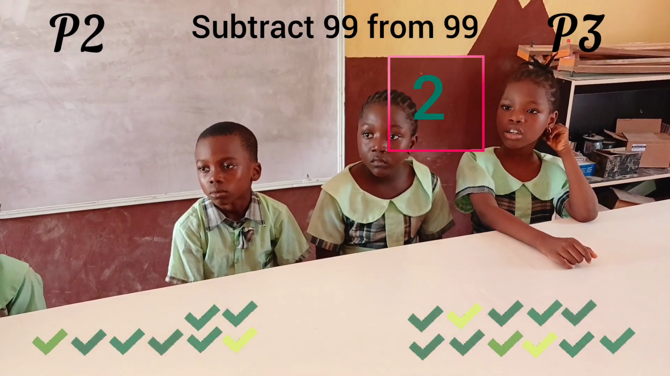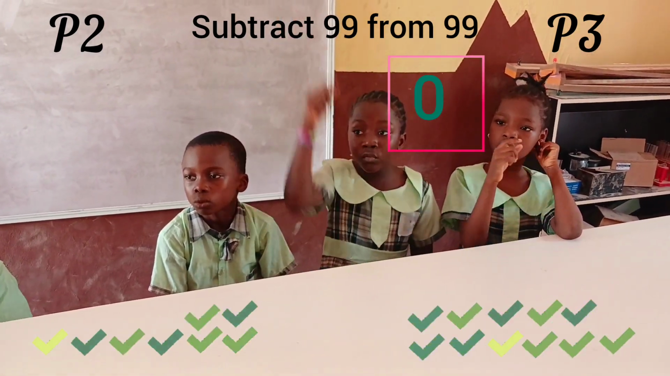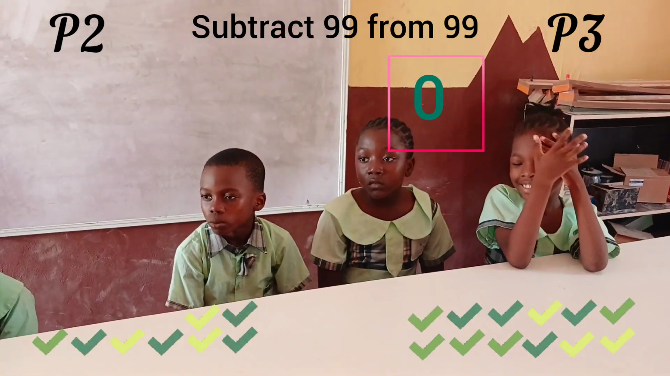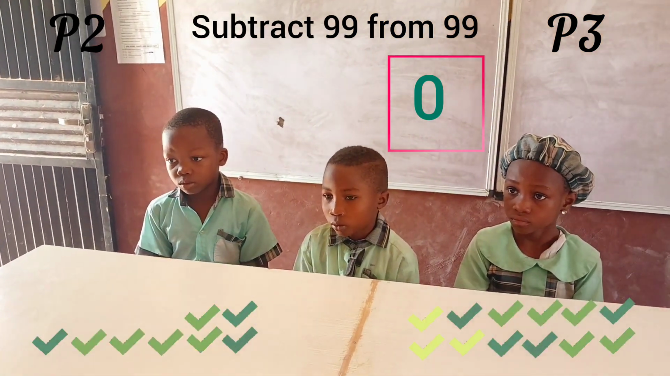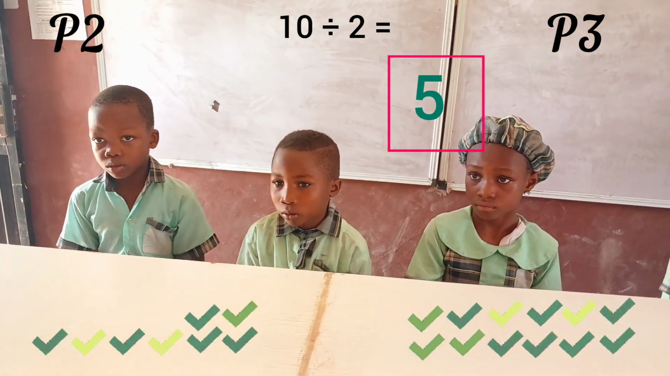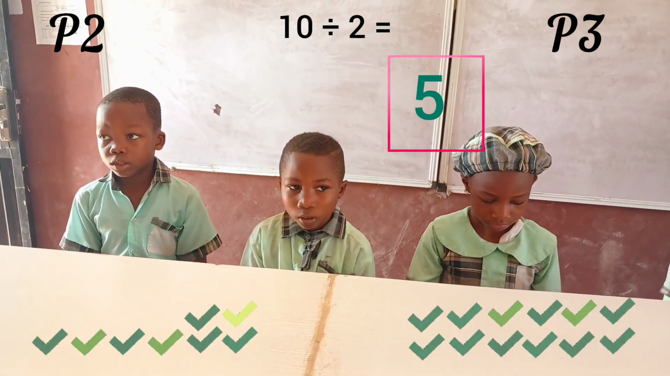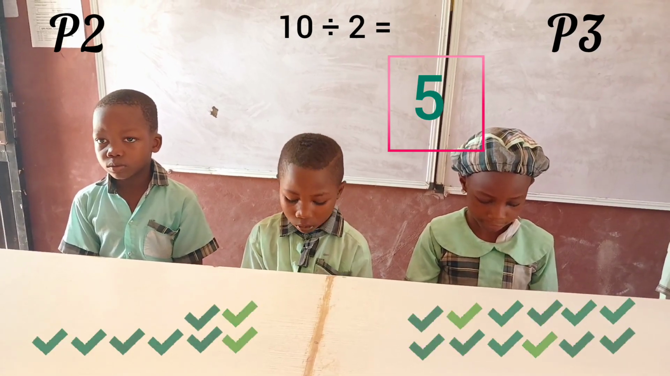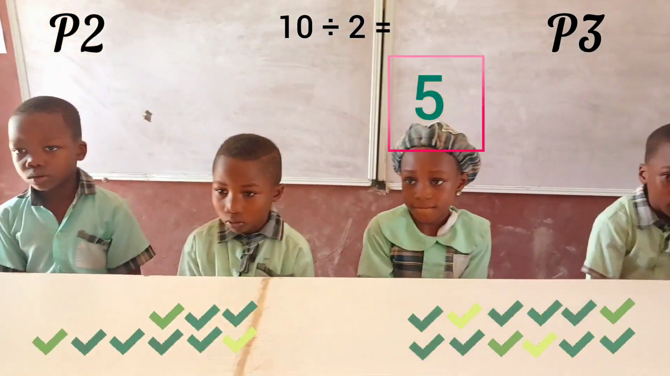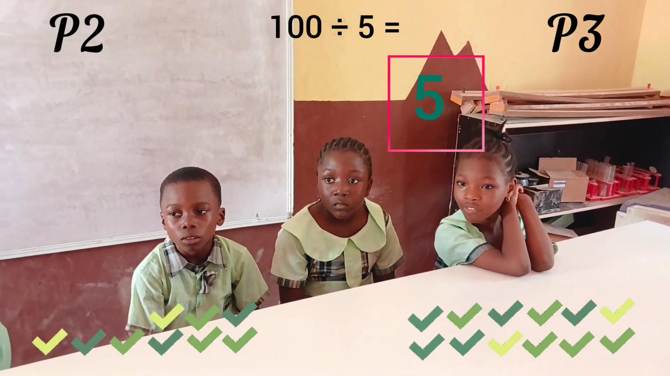Subtract 99 from 99. What will you have? 0. Let's come over here. 10 divided by 2. 5. That is correct. What is 100 divided by 5?